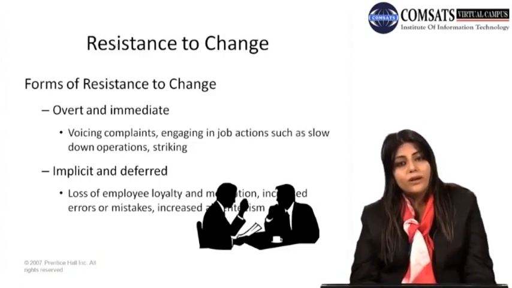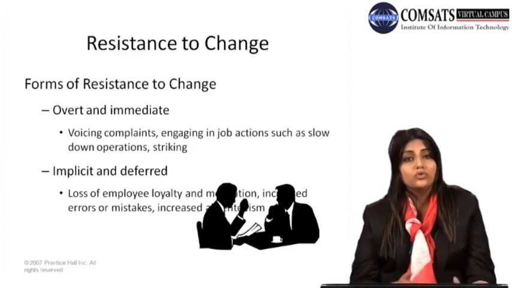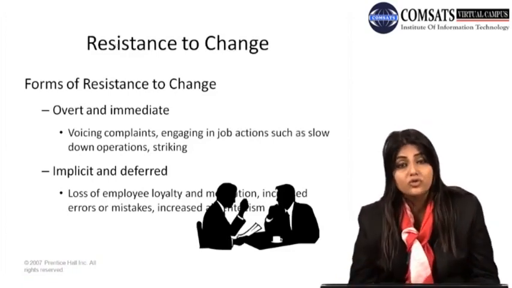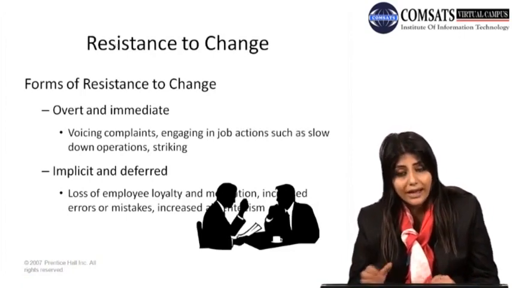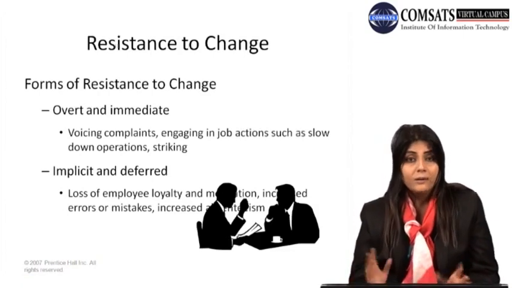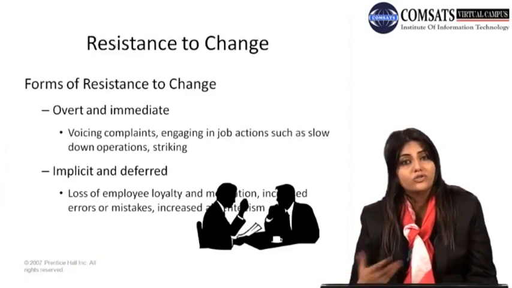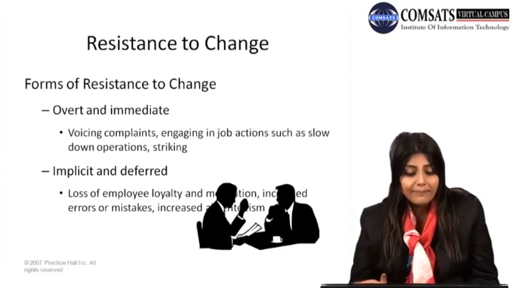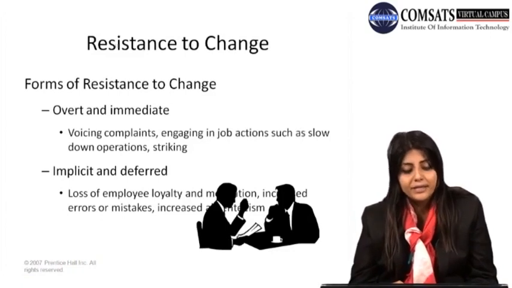There can be some change initiatives by the managers that are again not acceptable to the employees, and the employees are resistant to those changes proposed by the management, and the management implements those changes. But the employees sometimes do not show reactions which are overt and immediate, and tend to keep silent. They don't respond much, or they don't give their feedback much, but they don't accept that change. So that is the case of resistance to change which is implicit and deferred.